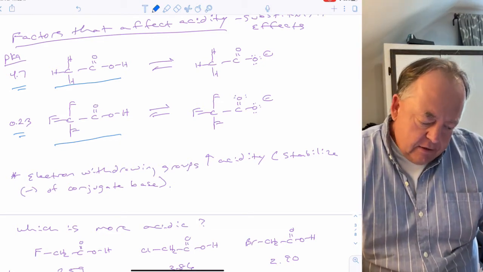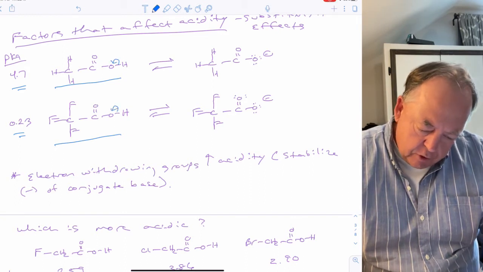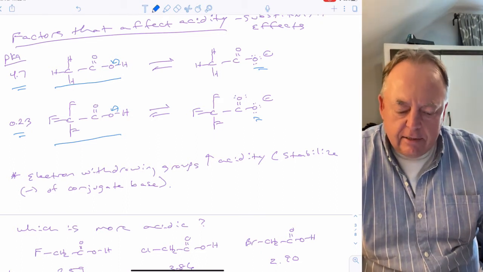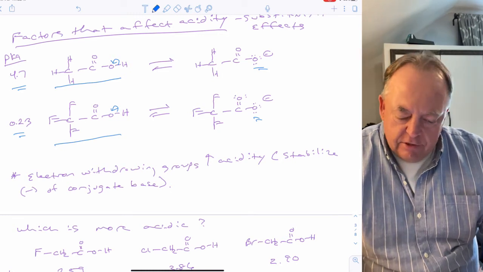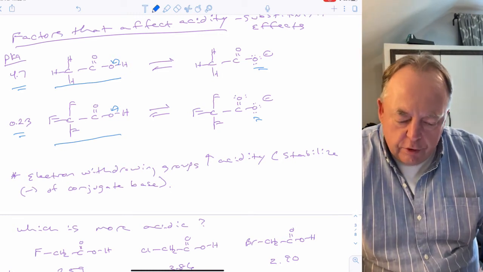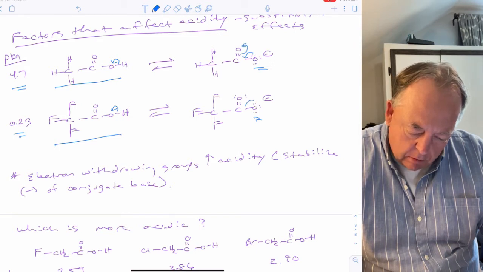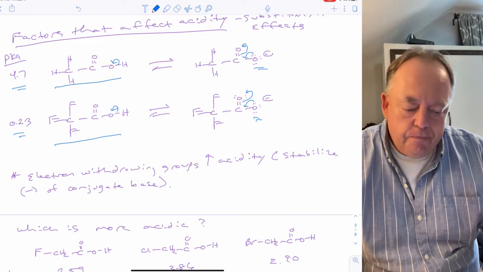So why is that? So if it loses a hydrogen to form the carboxylate, and you have a negative charge on oxygen, so again, anytime you can stabilize or delocalize that negative charge, it will stabilize it. So they both have the same resonance form, where you can delocalize the electrons through the carbon-oxygen double bond. Right? But what do the fluorines do?